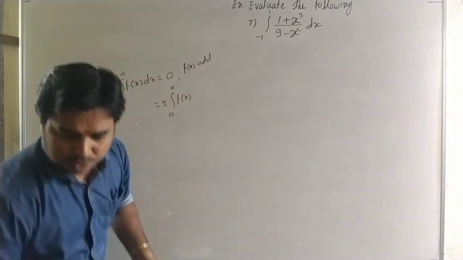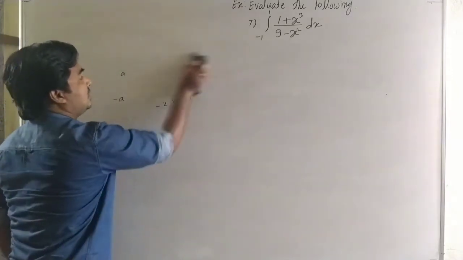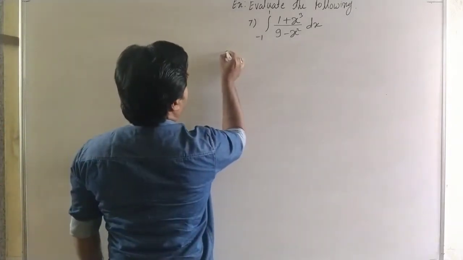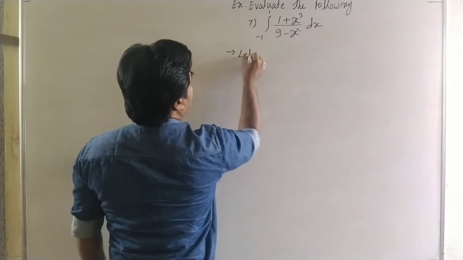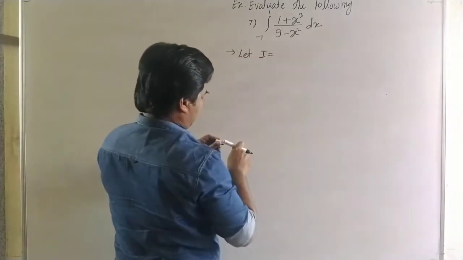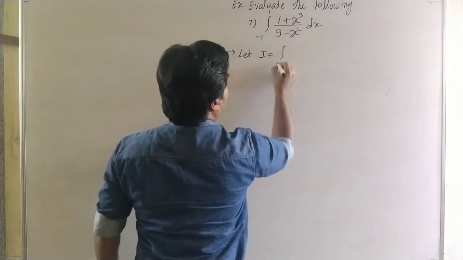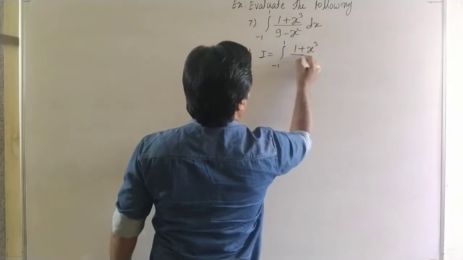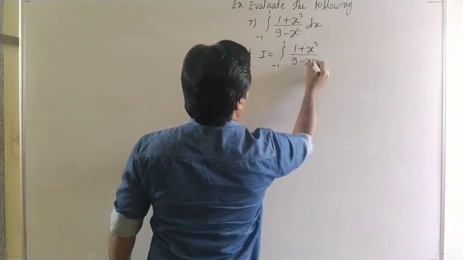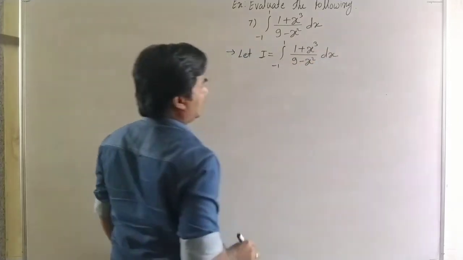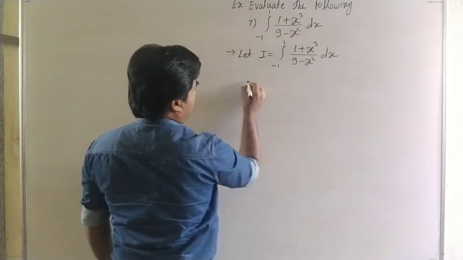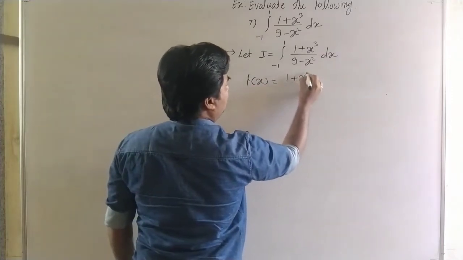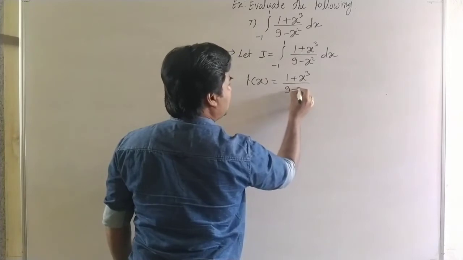Now first we check whether this function is even or odd. Now let the integral be equal to the integral from minus 1 to 1 of 1 plus x cube upon 9 minus x square dx. Now we can take this f of x. See carefully: f of x is equal to 1 plus x cube upon 9 minus x square.